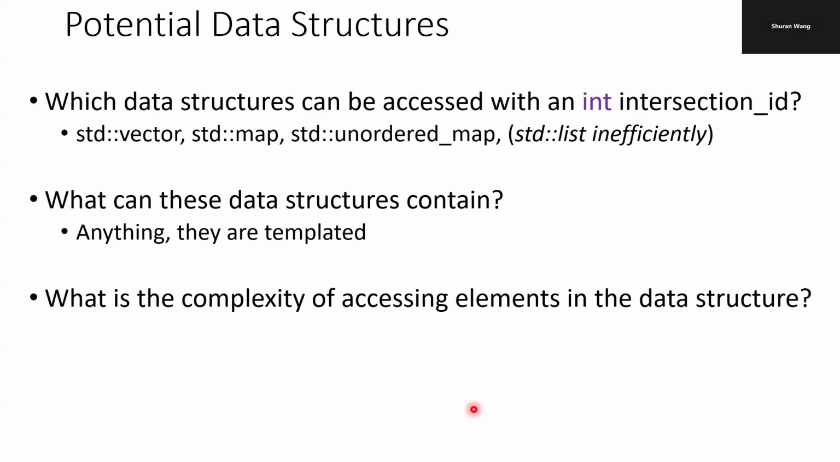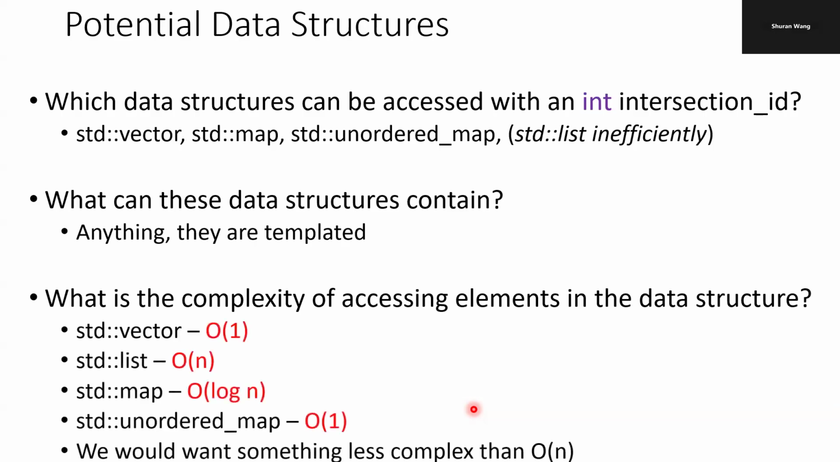What is the complexity of accessing elements in the data structure? We have the list of timing complexities for each of them. Vector is an array, it's O(1). List is a bidirectional linked list, that's O(N). Map is a binary search tree, that's O(log n). Unordered map is a hash table, that's O(1). So in this case, we are choosing from vector and unordered map that are both O(1)s.